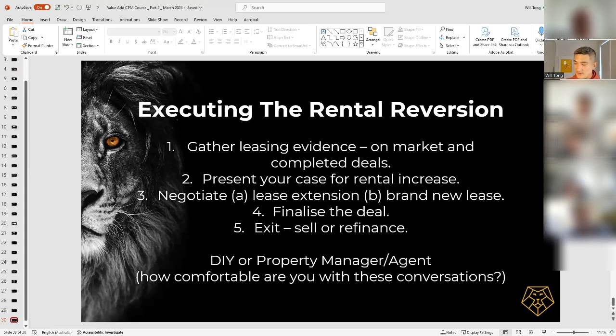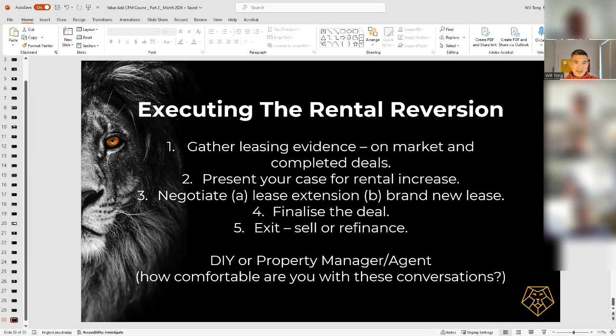Okay, so assuming everything goes well, you've found the ideal property, you've secured the property, and you've waited a year, and now it's time to do the rental reversion. So basically, executing the rental reversion. As we explored earlier, typically there's a valuation component factored into the lease. So if both parties can't come to agreement, then an independent valuer is appointed, and the valuer would determine what the rent is. I always try to avoid it for reasons I've already stated. So this is the process that I would follow.